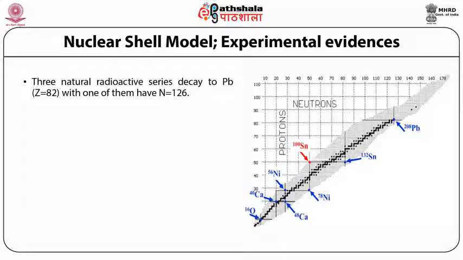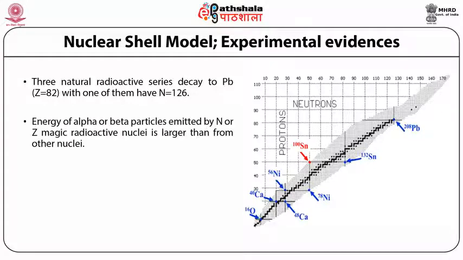Three natural radioactive series decay to lead, with one of them having N equal to 126. In nature we have three natural radioactive series in the actinide region, and all three end up in lead nuclei, which have Z equal to 82. Also, out of the three series, one ends at lead 208, which has both Z and N as magic numbers. Energy of alpha or beta particles emitted by Z or N magic radioactive nuclei is larger than from the other nuclei. Their alpha particles are observed to have larger energy compared to their nearest neighbors.